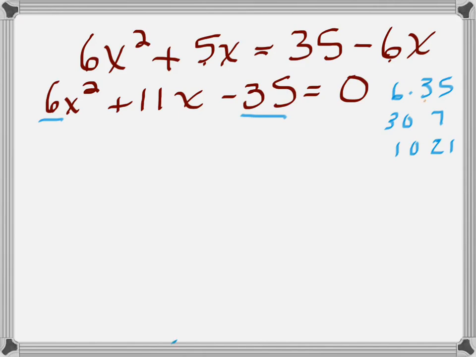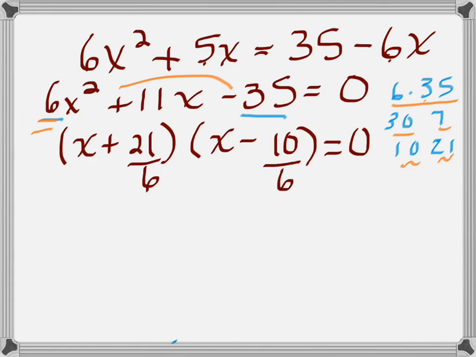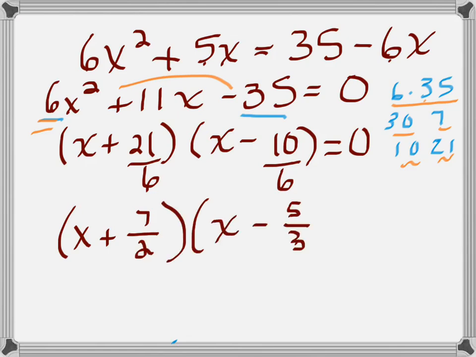So we're going to go ahead and factor it into two binomials that are going to equal 0. We put x, we put a positive times a negative is a negative, and our 21 comes first, and then our 10. Now remember, we have to compensate with that 6 in the front, so we're going to divide both of our constants by 6, simplify, and we get x plus 7 over 2, and x minus 5 over 3 equals 0.